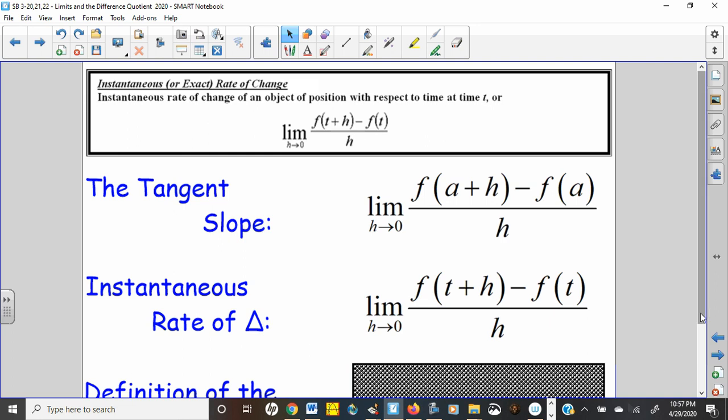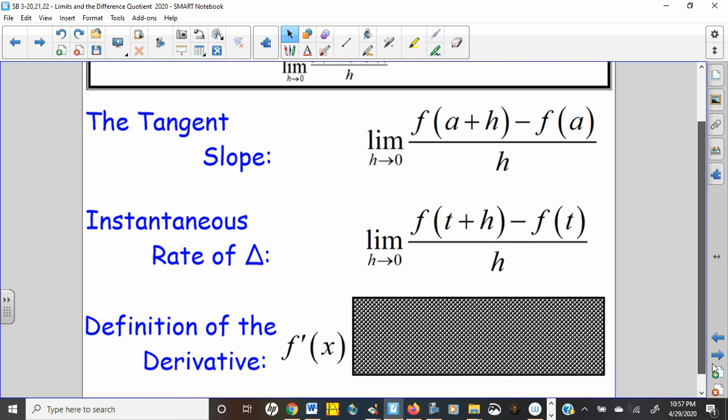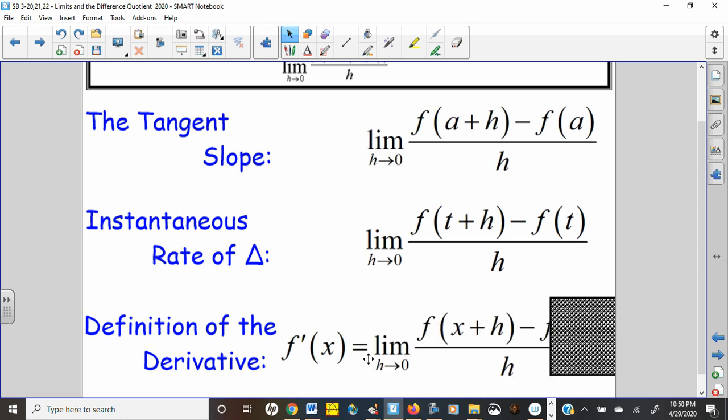Okay, in calculus, you're going to call it the first derivative, and the nickname is f prime. You put a little tick mark next to f. That means the first derivative of the function f. And look what it looks like. This is the definition of the derivative. What? It's the same thing.